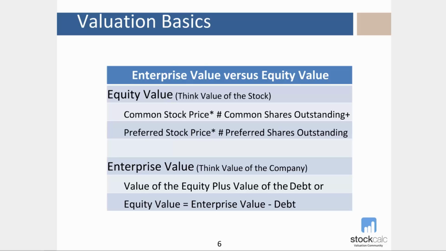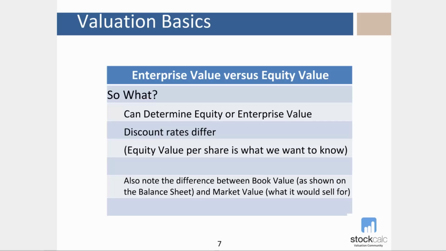Equity value, think the value of the stock. Enterprise value, think the value of the company. So the value of a company is the value of its debt plus the value of its equity. I'm sure most of you have heard that before. The value of the equity is the value of the common stock times the number of shares outstanding plus the preferred stock, if it exists in the capital structure, times the number of shares outstanding. We'll come back to both of these terms as we do some calculations.